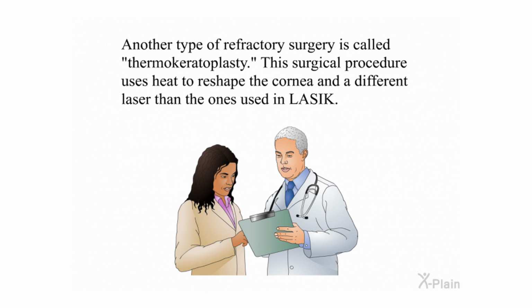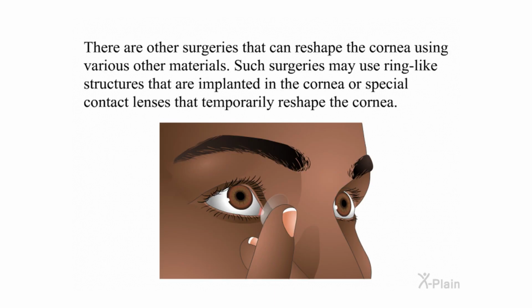Another type of refractive surgery is called thermokeratoplasty. This surgical procedure uses heat to reshape the cornea and a different laser than the ones used in LASIK. There are other surgeries that can reshape the cornea using various other materials. Such surgeries may use ring-like structures that are implanted in the cornea or special contact lenses that temporarily reshape the cornea.